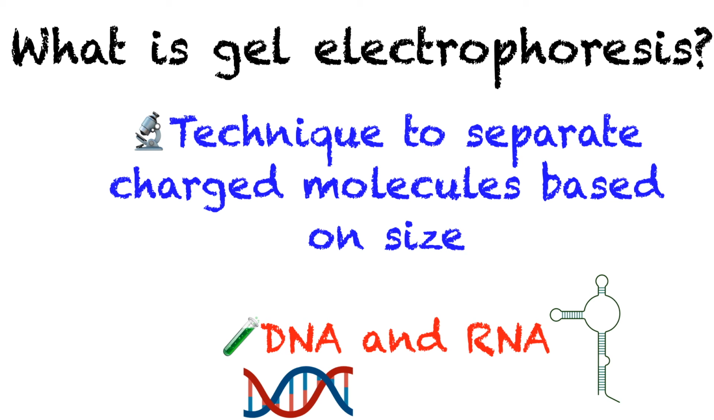And an electrophoretic system consists of two electrodes, anode and cathode, with opposite charges, connected by a conducting medium which is called an electrolyte.